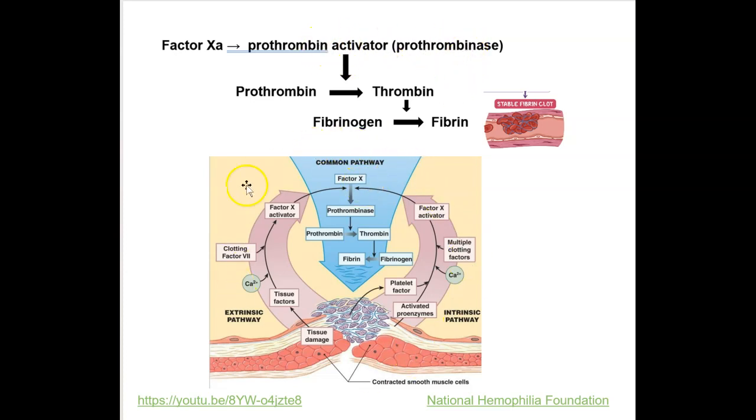In this picture, I thought it was a nice simple picture. You can see the intrinsic pathway as well as the extrinsic. Tissue factor starts the extrinsic. Notice they both require calcium. They both get us to the common. The common starts with factor 10. It becomes activated. And then that gives me either prothrombinase or prothrombin activator. Pick one, okay? Make sure you know one or the other.